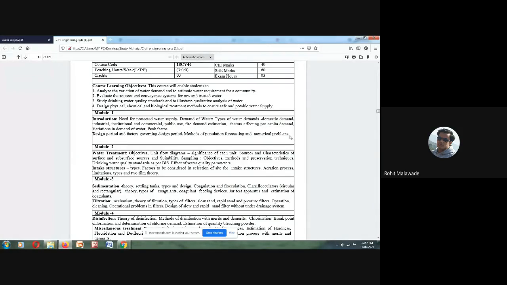In module one, you will be facing problems on fire demand or population forecasting. It is like a 60-40 type of question from module one. You will be getting questions with the need sketch. Possible questions: what is the need of protected water supply? What are the different types of water demand? Explain what is water demand and its types. What are the factors affecting the per capita demand? Explain variations in the water demand. What is design period and the factors governing it?